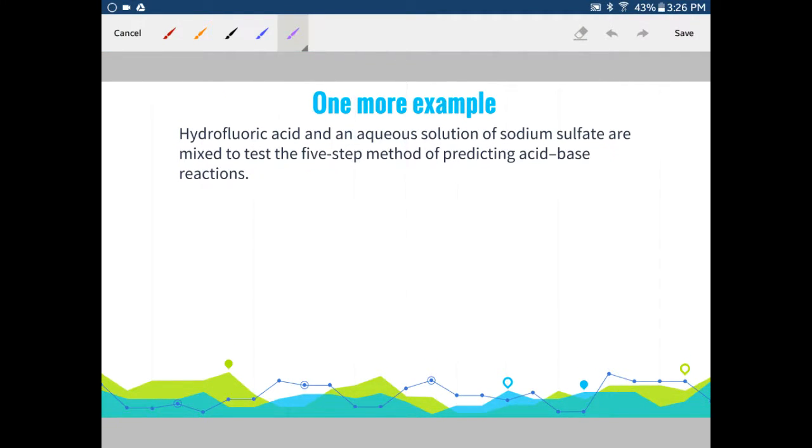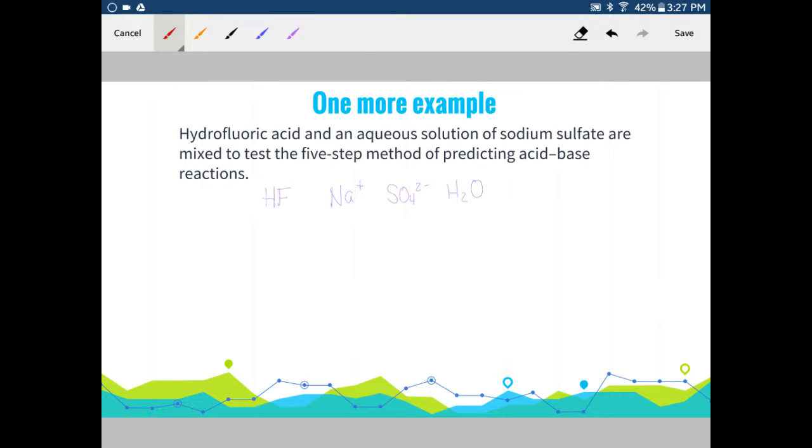Okay. So I have hydrofluoric acid. Now I should double check that this is not a strong acid, because again, if it was, I would write it down as H3O+. Sure enough, hydrofluoric acid is just a weak acid, so I record it as hydrofluoric acid and an aqueous solution of sodium sulfate. So I have sodium and I have sulfate. And it's in an aqueous solution, so I always have to include water there. Okay, and they're mixed to test the 5-step method predicting our acid-base reaction. So we're going to see what we can discover here as we go through.